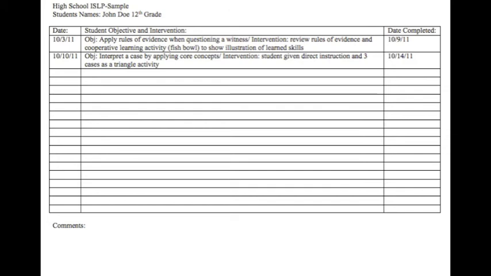Anytime a student scores lower than a 70%, whether it be on a project, homework, a test, or a quiz, the teacher needs to mark that in the student's ISLP, as well as give a reason for why the student scored lower and what intervention strategy that teacher will use to help promote that student's grade above a 70%.